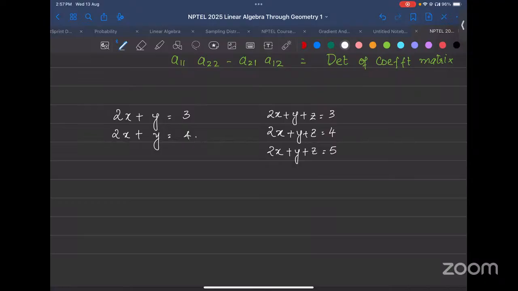So if you see, for an underdetermined system where we have fewer equations than variables, let's look at what happens. Let's take this.